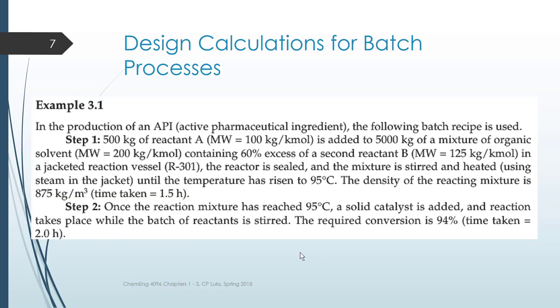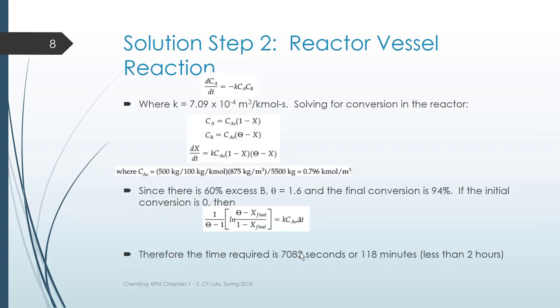The next step is they're going to add the catalyst and let the reaction take place until the conversion reaches 94%, and they want the time to be 2 hours. For our reaction, we're going to use the kinetic expression. Here it's dCA/dt is negative k CA CB. k is given. We would look it up. Okay. And if you solve this, then we end up with our expression here.